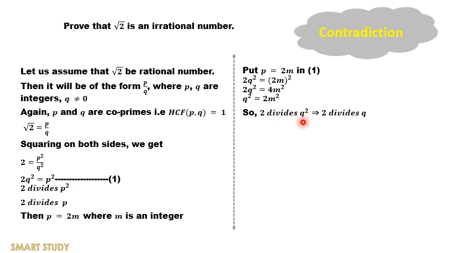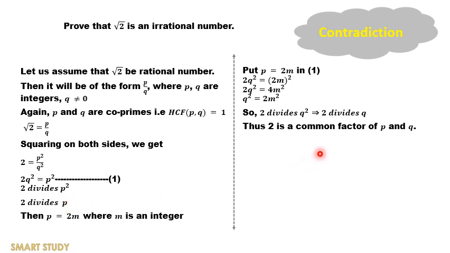Then again by previous theorem 2 divides q. So thus 2 is a common factor of p and q because 2 is dividing q and here 2 is dividing p also.